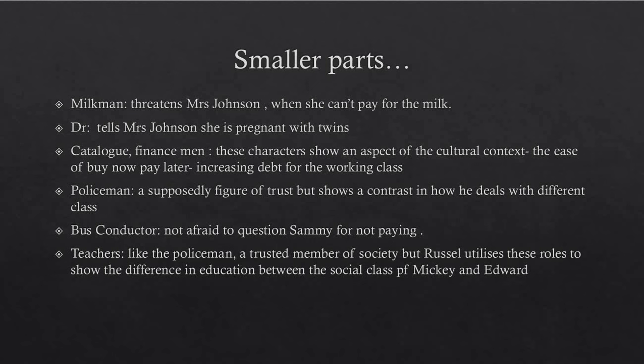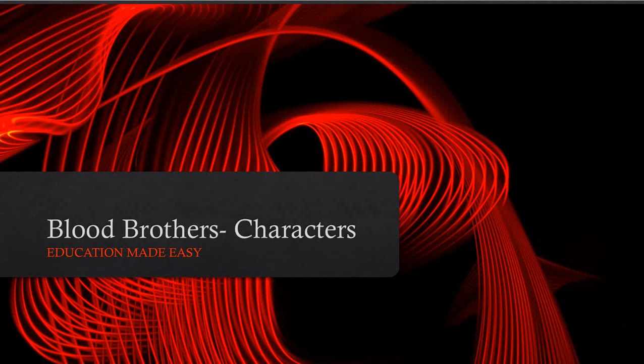Russell utilises these roles to show the difference in education between the social class of Mickey and Edward. We see the scene when Mickey is in school and he doesn't understand the point of the questions. What is the purpose of education to his life? Whereas the teacher in Edward's scene shows Edward's middle class education, the importance of education to do well in life. There's a clear contrast there. These are the characters in Blood Brothers.